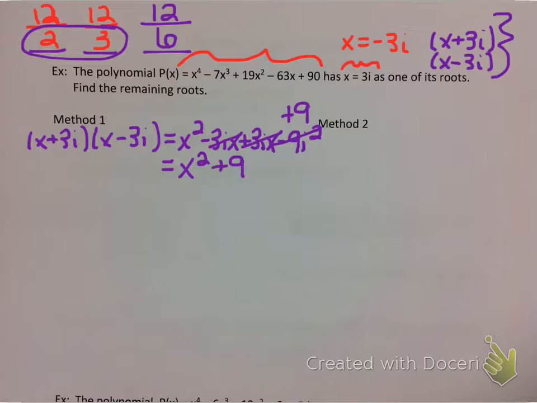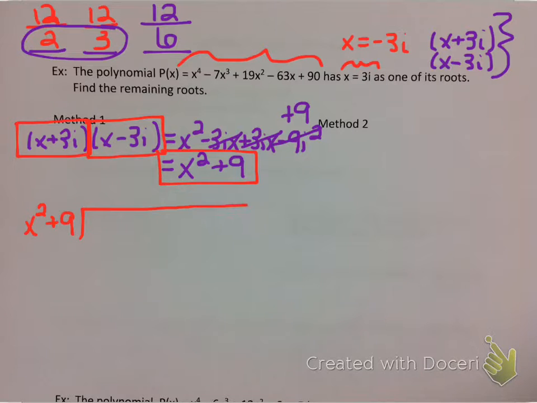I know I'm being very repetitive, but this is a difficult concept. What we know is that if this will divide out of our polynomial and this will divide out of our polynomial, then so will this. So we're going to divide this new quadratic out of our polynomial, and that way we avoid working with any imaginary numbers from here on out. I'm going to have to use long division because I'm dividing by a quadratic now. So I am dividing x squared plus 9 into x to the 4th minus 7x cubed plus 19x squared minus 63x plus 90.